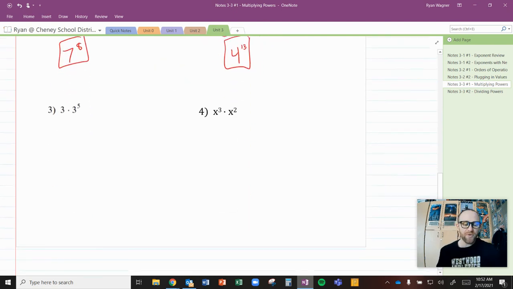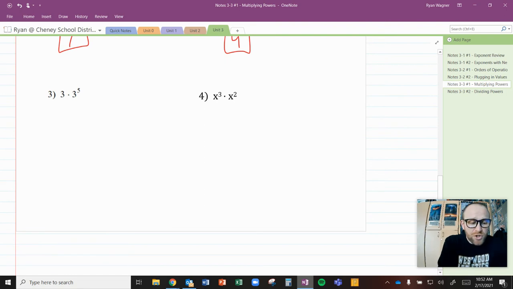All right, example number 3. Do we have the same base? We have 3. We have 3. We know our answer is going to have a base of 3. Now, here's where it gets a little tricky with this one. I'm going to erase my circle so you can see a little better.